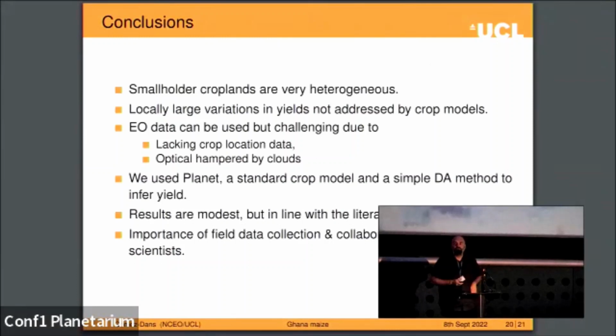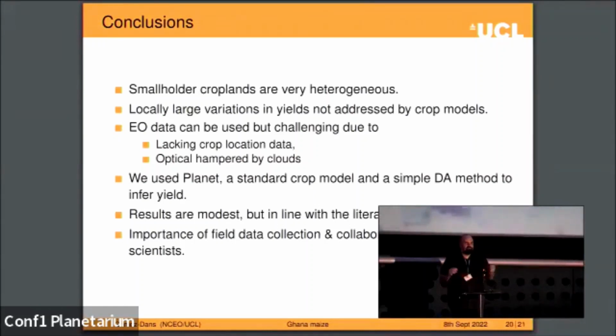So just to quickly finish off, smallholder croplands are very heterogeneous. That has implications for how we study them. Earth observation is definitely a tool you need to understand this huge variability. These local variations are, as a consequence, not really taken into account by crop models. This is an area that's suffering changes in the rain regimes due to climate change, and there's a huge population there. So when you look at future projections and things like that, the use of the crop model has to be a bit more sophisticated to deal with this huge variation.